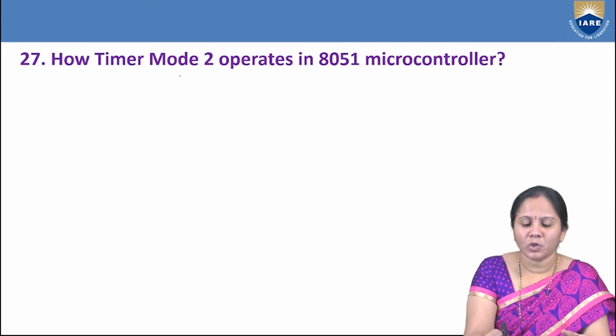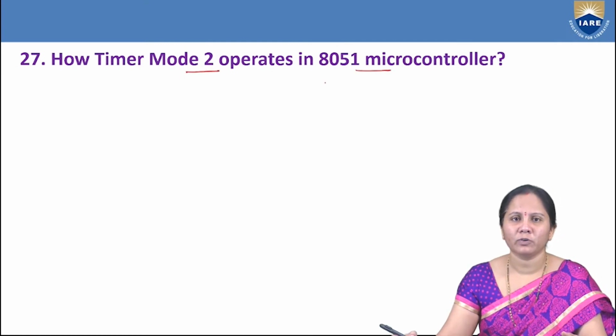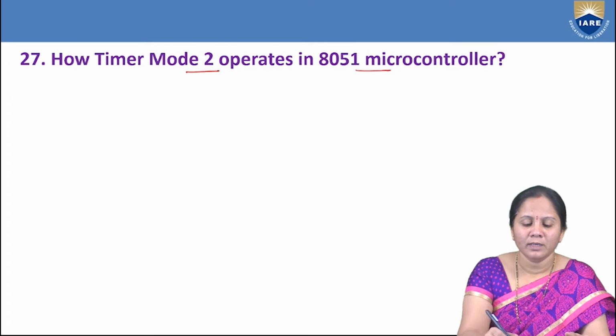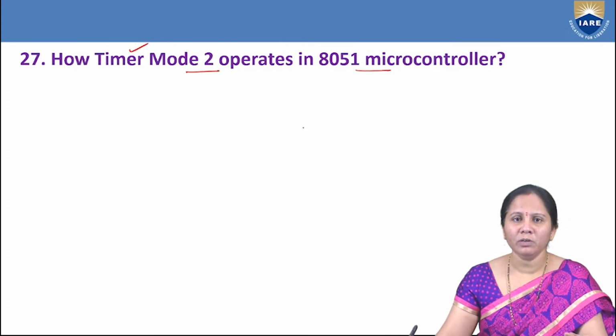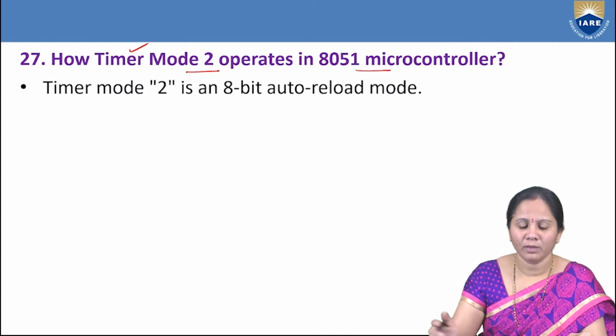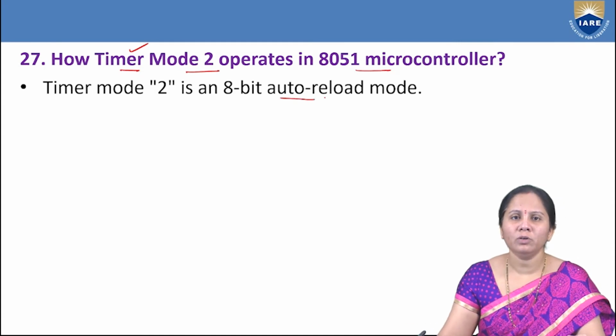Next, how does timer mode 2 operate in the 8051 microcontroller? We have timer counters available in the 8051 microcontroller. So how will the timer operate in mode 2? When the timer is operating in mode 2, it is called 8-bit auto reload mode.